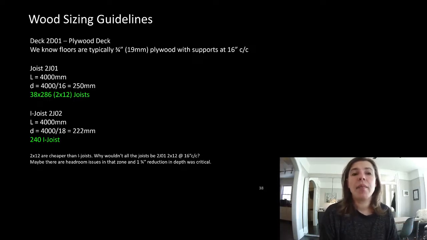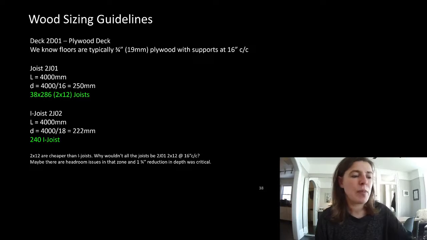So giving good feedback can be a really important thing, but understanding that your feedback is not a rule. It's not me saying, don't use I-joists, use the 2x12s, is not what I'm trying to do there. I'm trying to give feedback to let you know that there's a cheaper option, but maybe you have a really good reason for doing this slightly more expensive option.